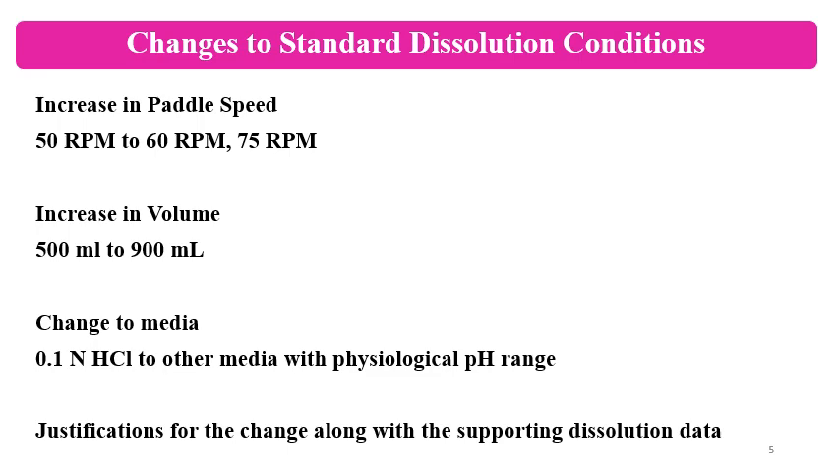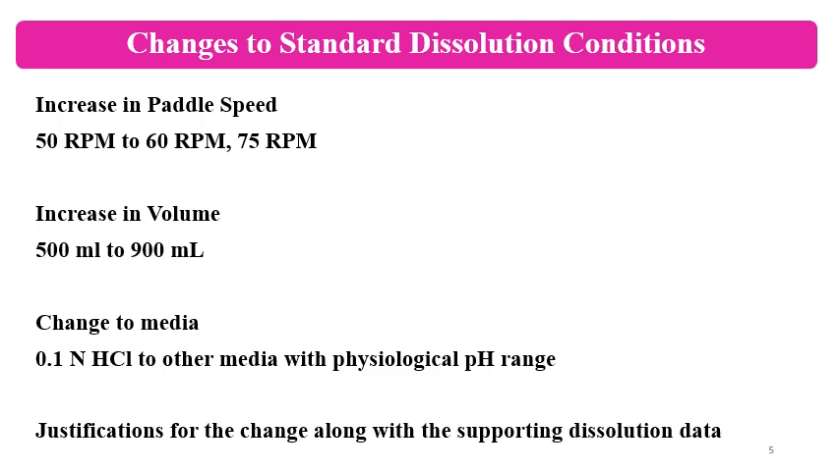Generally, a media change is very difficult to justify and is not acceptable to the regulatory agencies. But if you show that 0.1 normal HCl is not a suitable media, then you can go to other media. An example of a reason for changing media may be degradation of the API in 0.1 normal HCl. Then you can go to other media.